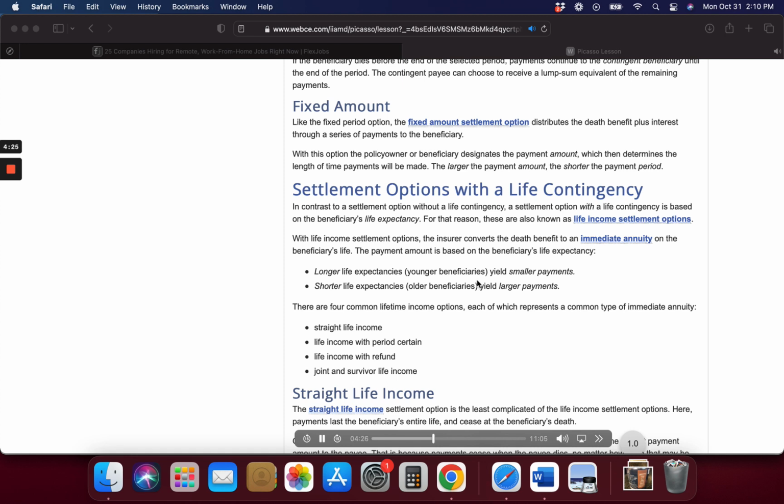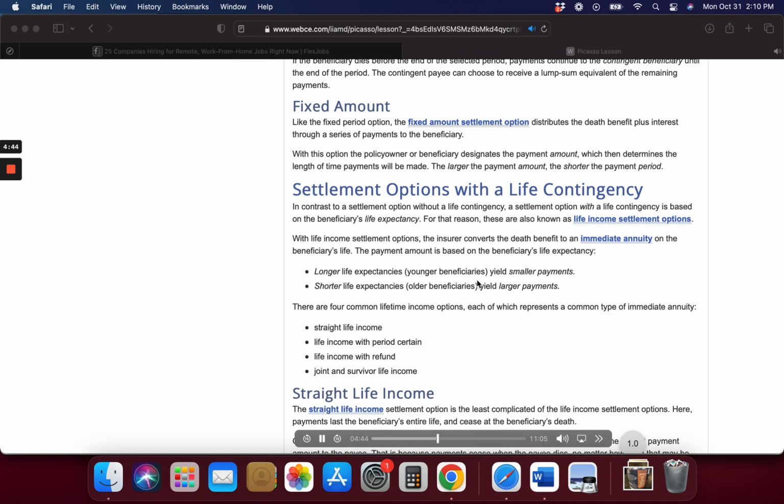Longer life expectancies, younger beneficiaries, yield smaller payments. Shorter life expectancies, older beneficiaries, yield larger payments. There are 4 common lifetime income options, each of which represents a common type of immediate annuity.